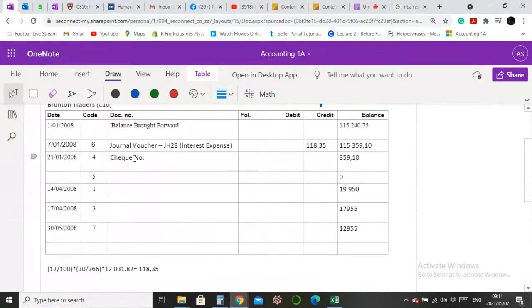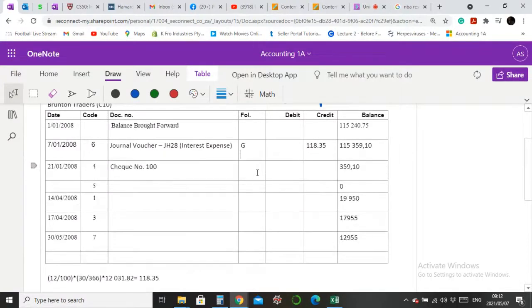What's the check number there? Check number 100. Check number 100. Okay, we put that in. Oh, I forgot to put folio. So this is obviously general journal.